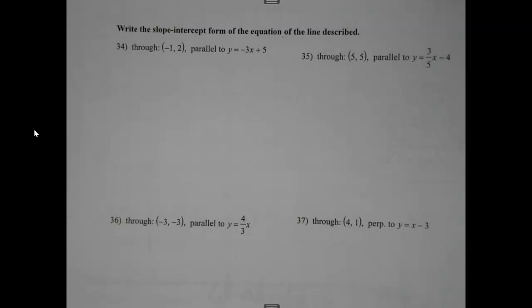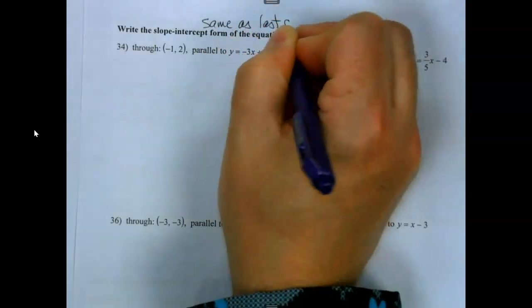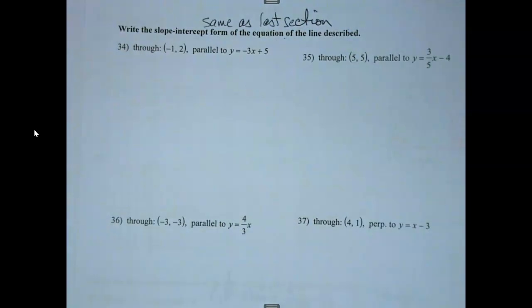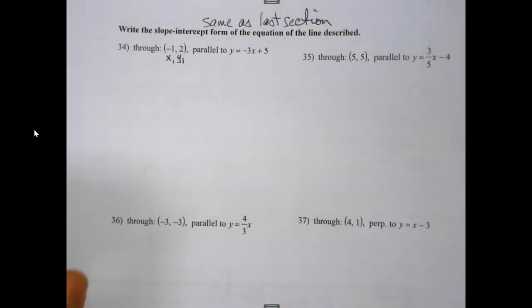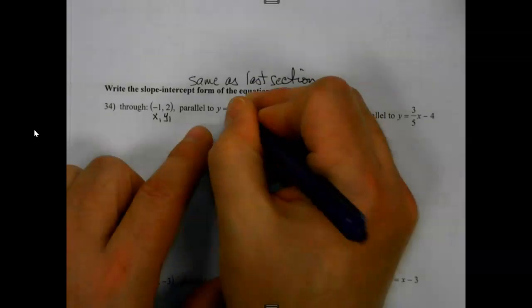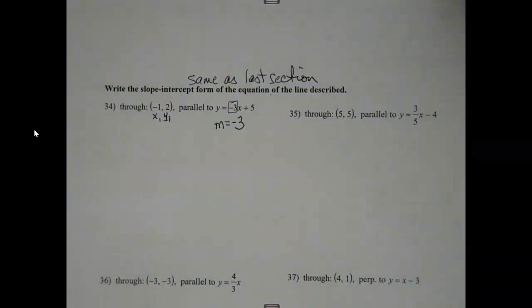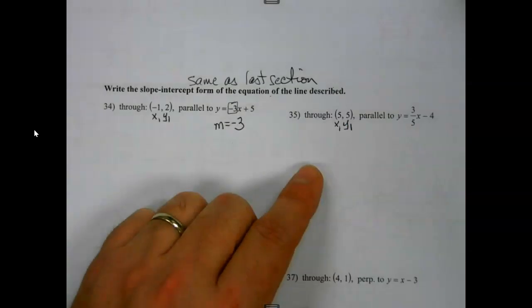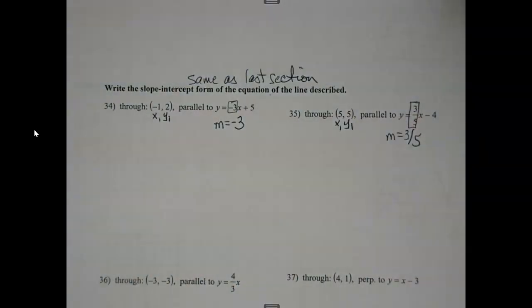So, last pieces of the puzzle to play. Write the slope-intercept form of the line described. Same as the last section, except now, instead of being given the slope, this is the only part I'm going to show. It says parallel, so I'm just stealing the number straight from the equation. Nothing else is different. You're still being given x1 and y1. But you're being given the slope in a different way.